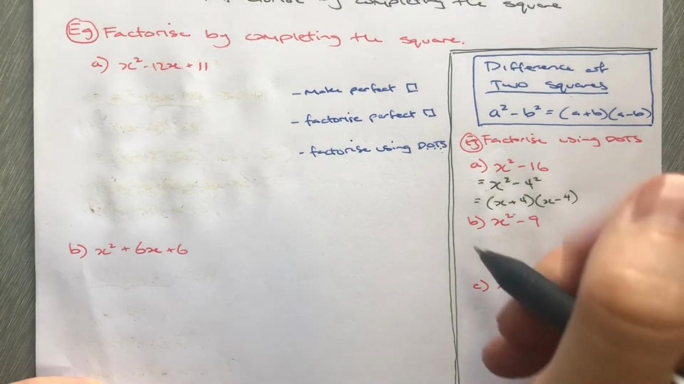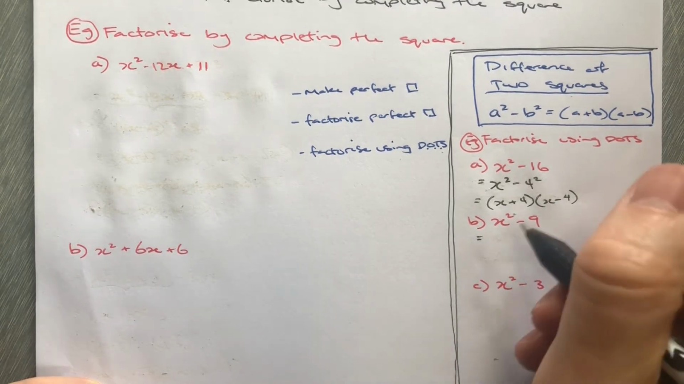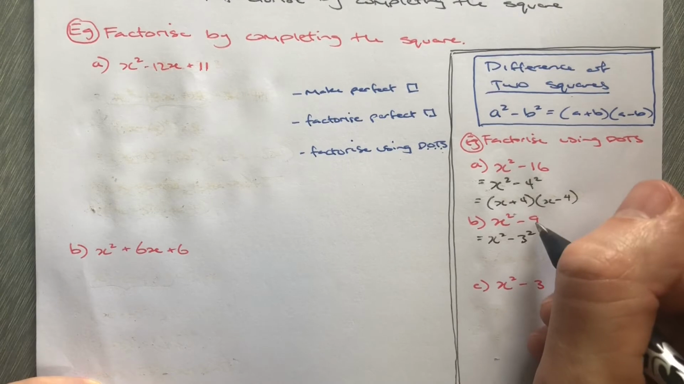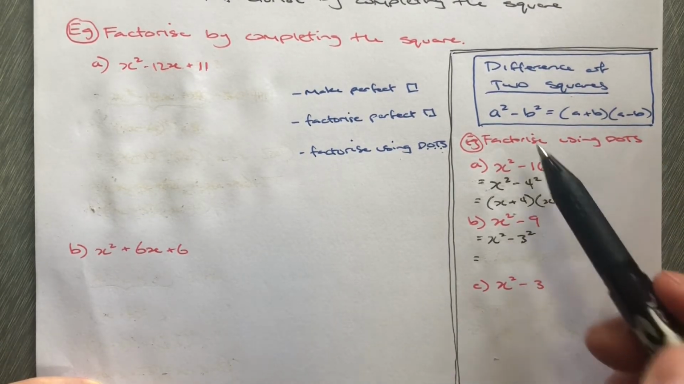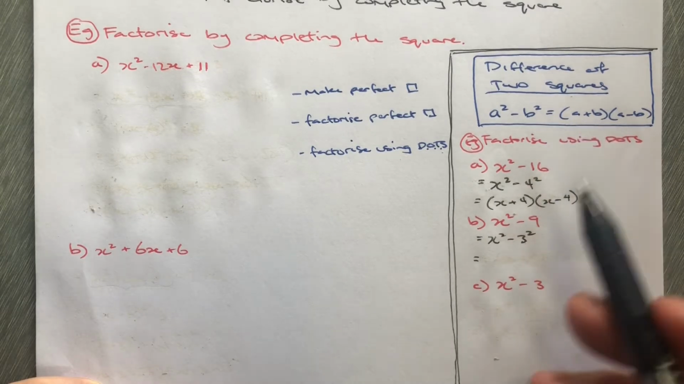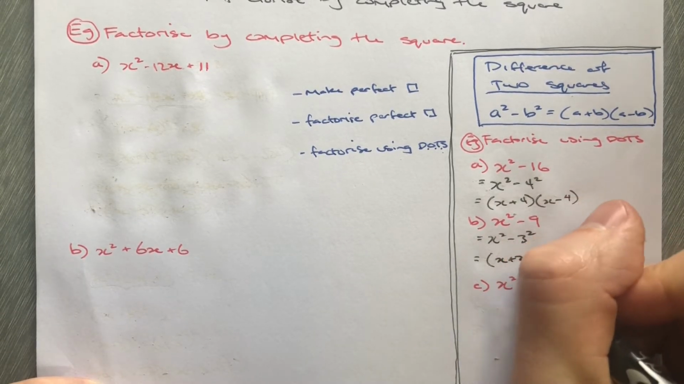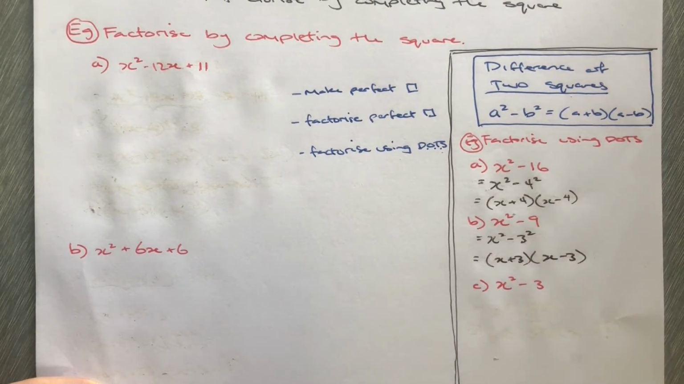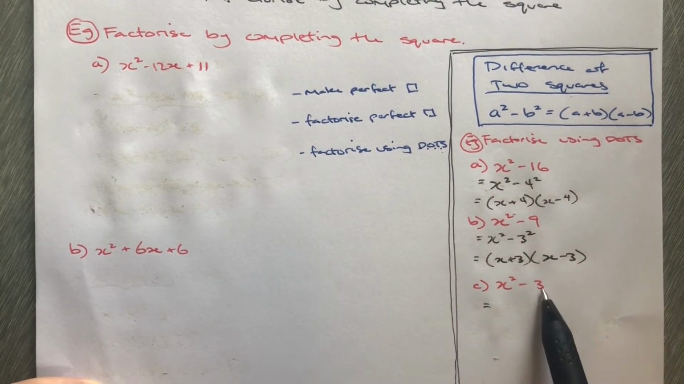Next one, we're doing the exact same thing. So I want something squared minus something else squared. I need to change this. So x squared minus 3 squared, 9 and 3 squared are the same thing. I'm using the rule. So a plus b, or x plus 3. And then we need to do the minus. Done.